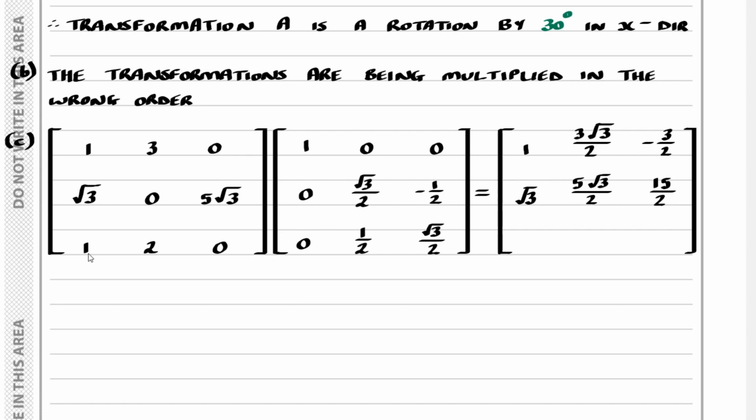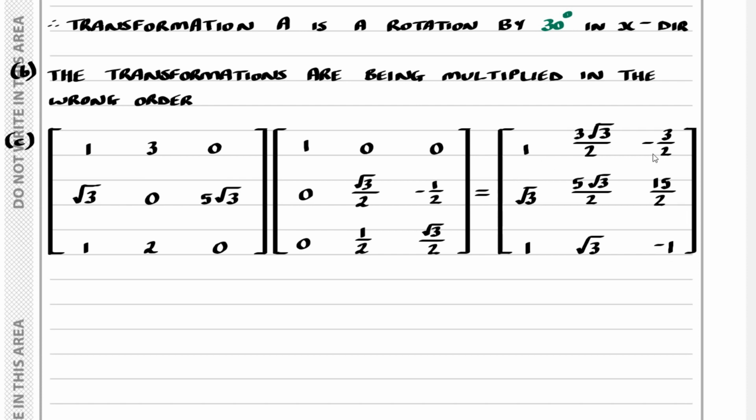We then have 1 times by the 1 plus 2 times by the 0 plus 0 times 0, which is 1. We then have 1 times by 0 plus 2 times by root 3 over 2 plus 0 times by a half, that's root 3. And then we have 1 times by the 0, 2 times by the negative 1/2, and the 0 times by the root 3 over 2 being added together, we get negative 1.